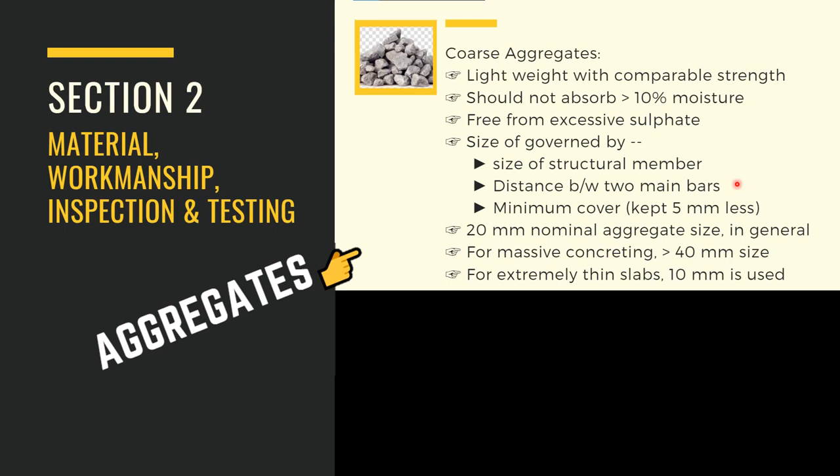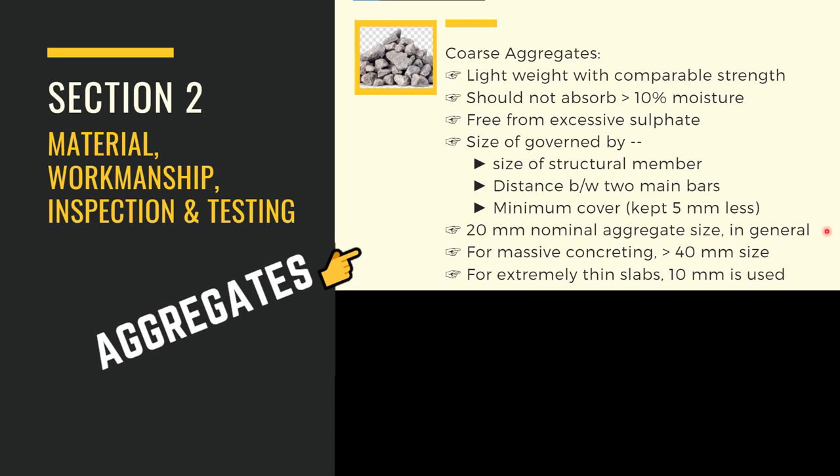Next one is the minimum cover we are providing, that is a nominal cover. For example, if you provide footing cover of 50 mm, that 50 mm has an effect on the size of the coarse aggregate, what size of coarse aggregate we are using. So minimum cover, size of structural member, distance between two main bars will affect the size of coarse aggregates. And 20 mm nominal aggregate size is used in general.